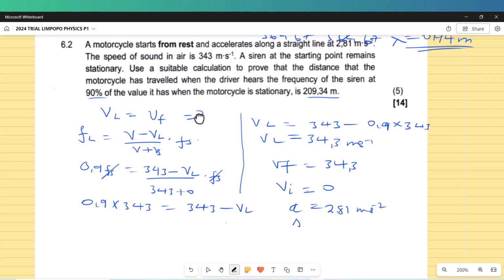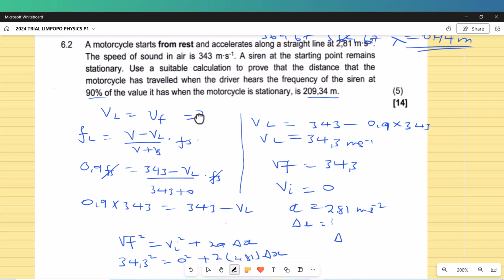We're looking for the change in displacement, so we can use V final squared equals V initial squared plus 2a change in x. So we find this guy is having 34.3 squared. The V initial is 0, since it goes from rest, plus 2a, we know the acceleration is 2.81, then times our delta x, which we're looking for.